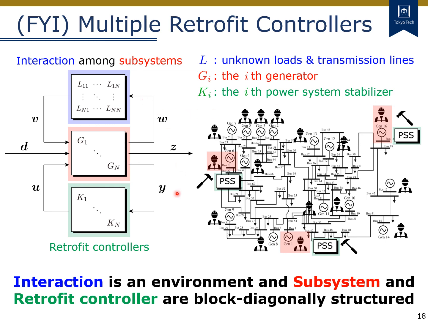In fact, this block diagram can be regarded as a macroscopic retrofit control problem where the interaction in blue is considered as an environment, and the subsystem G and the retrofit controller K are supposed to be block diagonal systems. From this viewpoint, we can perform similar analysis of stability and control performance also in the case of multiple retrofit controllers.